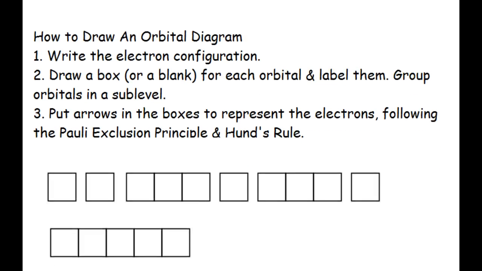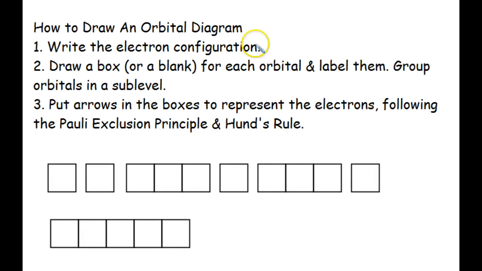And to draw an orbital diagram, you have to have the electron configuration, which we just did. Then you're going to draw a box or blank for each orbital and make sure you label them, and they should be grouped into a sublevel. So I've already got my boxes drawn for the sake of time.